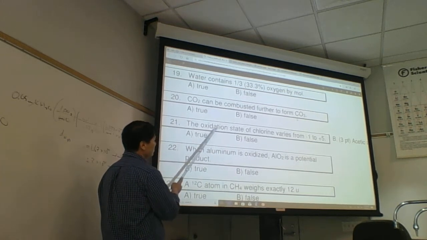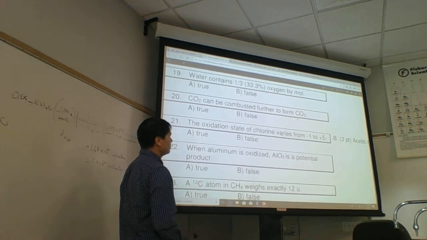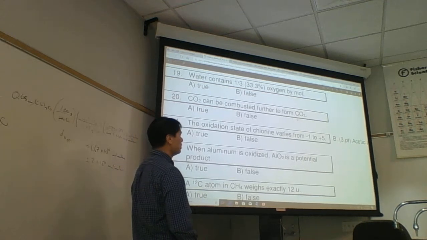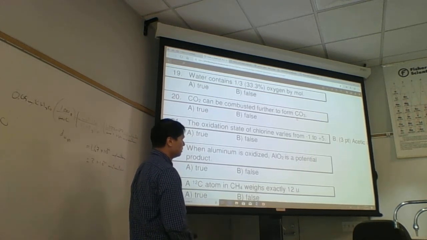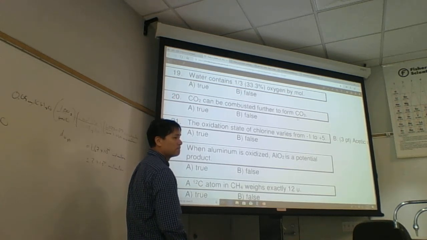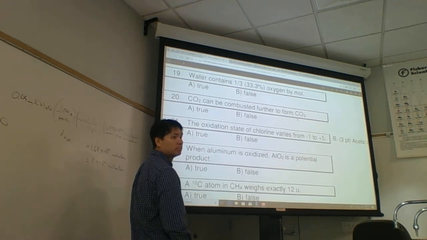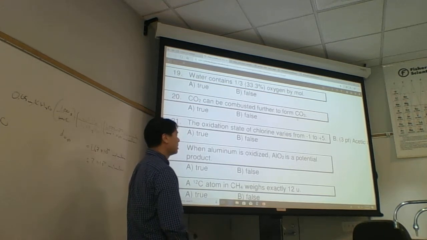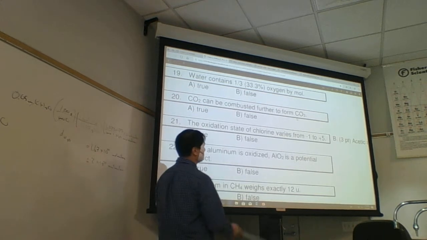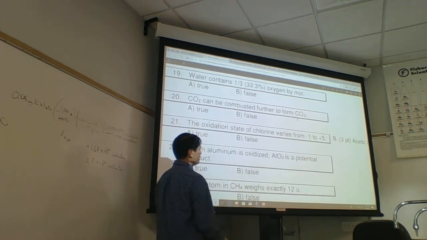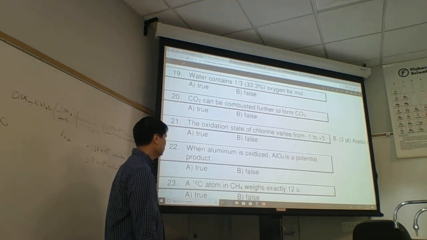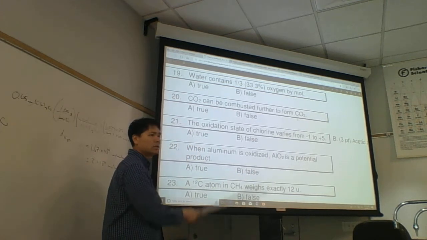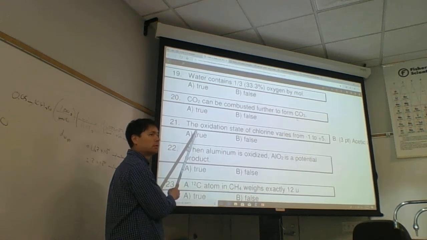21, the oxidation state of chlorine varies from -1 to +5. It's false. What does it vary from? -1 to +7. Yeah, -1 to +7. That's correct. We had just talked about that one, right, with the perchlorate.